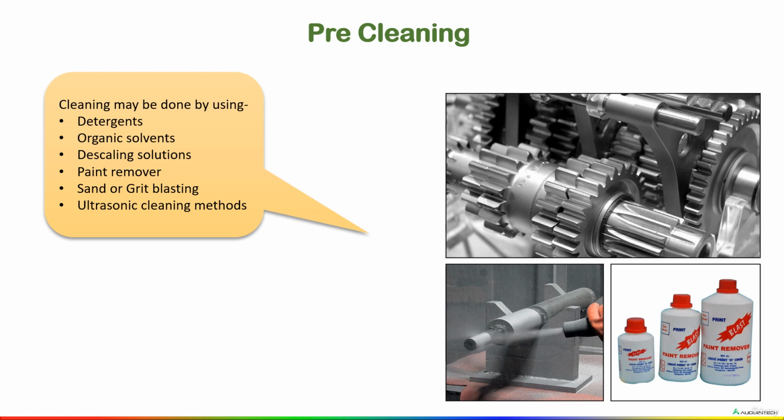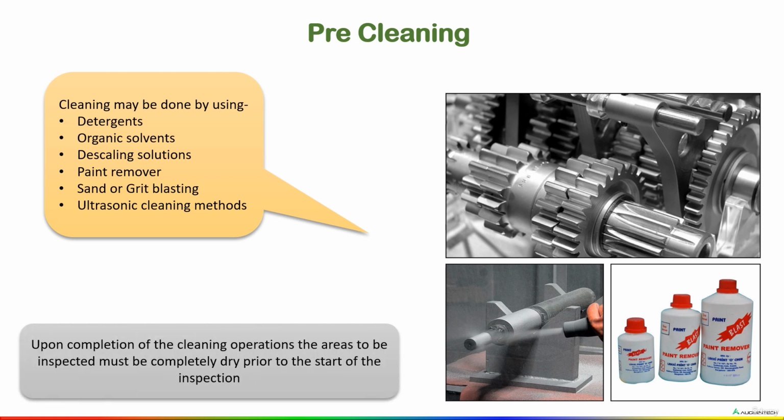Further, some cleaning methods may require equipment that may not be adaptable to the specific job condition, such as cleaning large parts or cleaning in place on an aircraft. Finally, some processes may cause corrosion of the part to be inspected. Therefore, the cleaning process must be chosen with knowledge of the contaminant, the alloy, and the accessibility of the part to be inspected. Upon completion of the cleaning operation, the areas to be inspected must be completely dry prior to the start of the inspection. You can do this by using a hot air blower or a lint-free cloth.